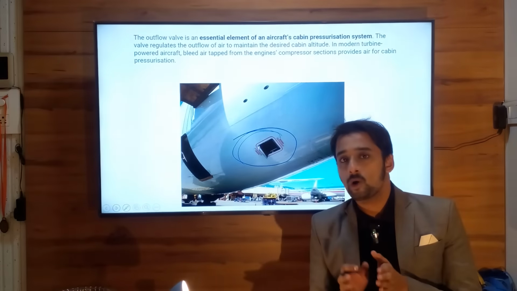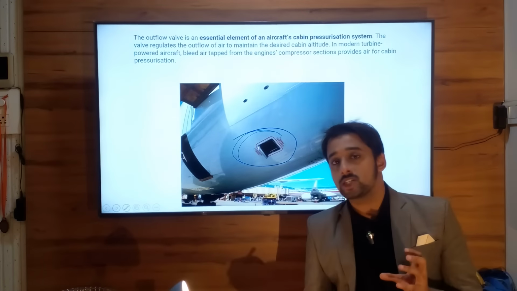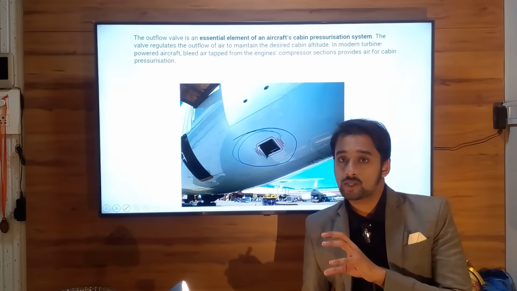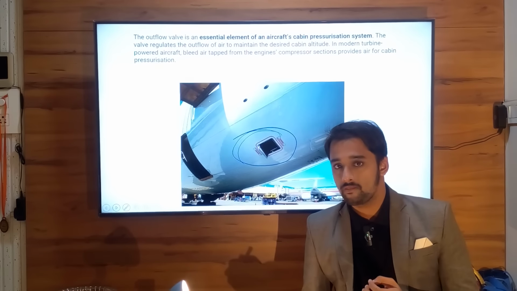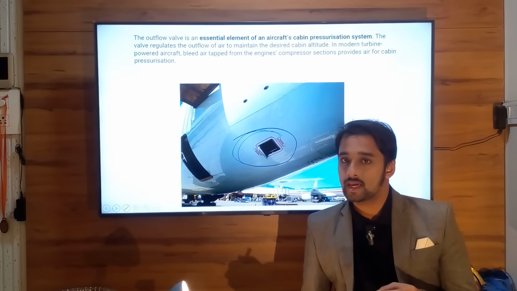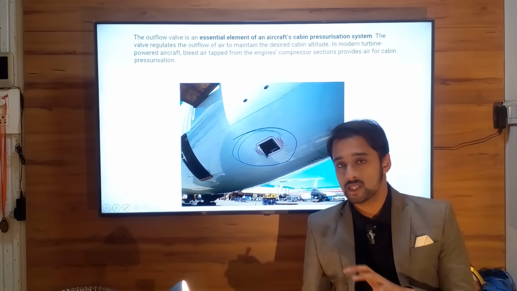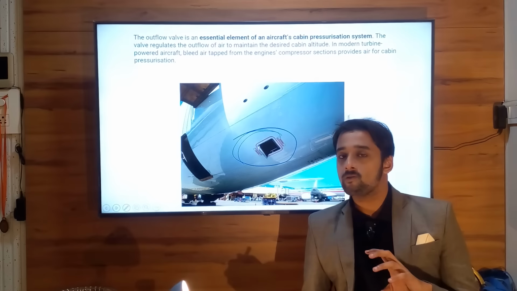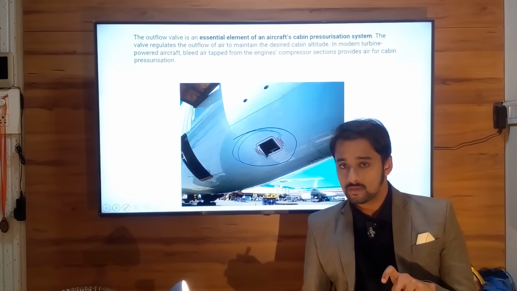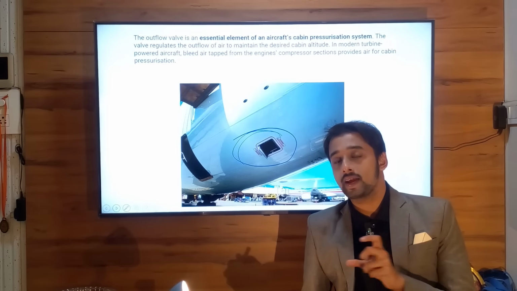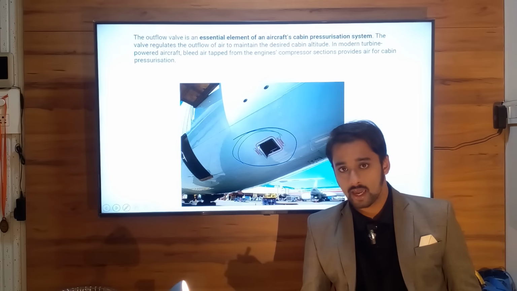the cabin. If we want to maintain a high cabin pressure, the outflow rate, that is the rate at which cabin air is sent outside, or is dumped outside in the atmosphere, will be very slow. If we want very low cabin pressure in the cabin, all the cabin air or much majority of cabin air will be sent outside in the atmosphere. So these outflow valves regulate this flow of cabin air inside and outside. And as a result, it indirectly maintains the cabin pressure or controls the cabin pressure inside the cabin.